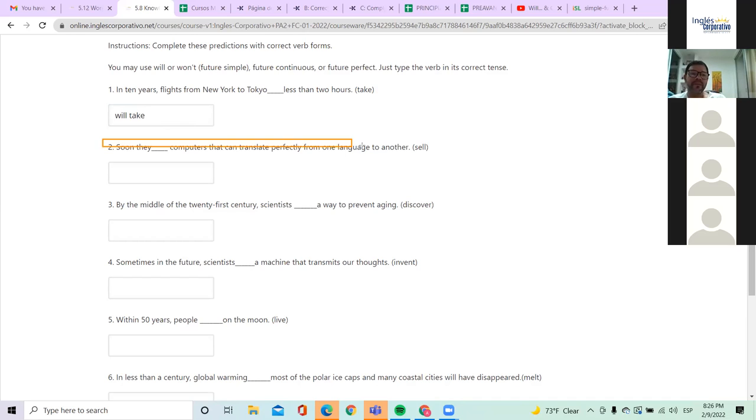What about number two? Who wants to read number two and try to answer? Yes. Soon we'll sell computers that can translate perfectly from one language to another. All right. What does everyone think? Is that right? Is that correct? So, we'll sell. All right. Let's do the next one then.